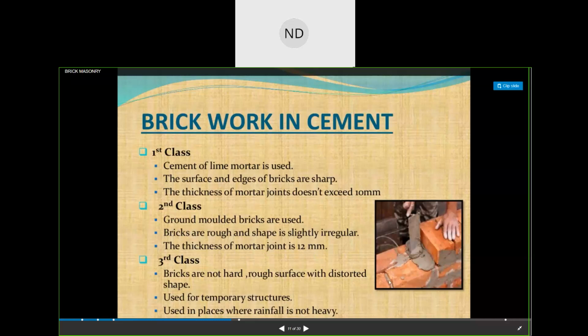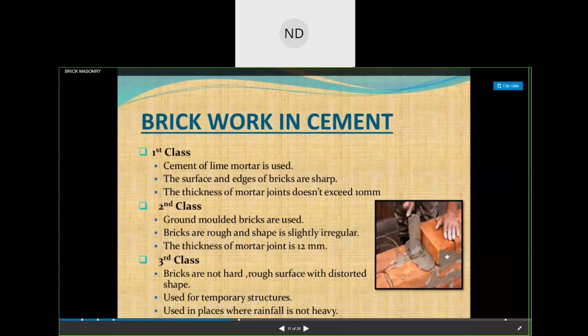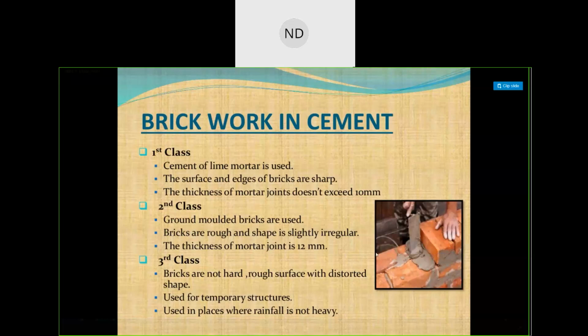Now, this mortar, this line you're looking at, the mortar thickness should not exceed 10 mm in the first class brick. And if the thickness of this mortar is more when you are joining these two bricks, it will be very bad. Why? Because your strength may decrease due to that, and the look is obviously going to suffer because it will look very rough and irregular.